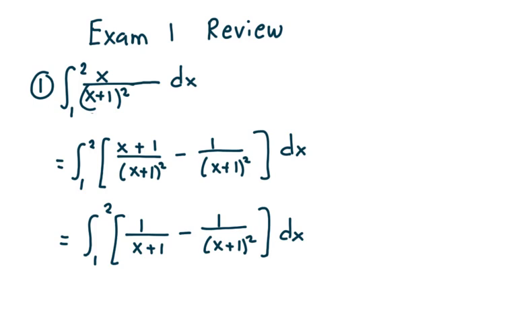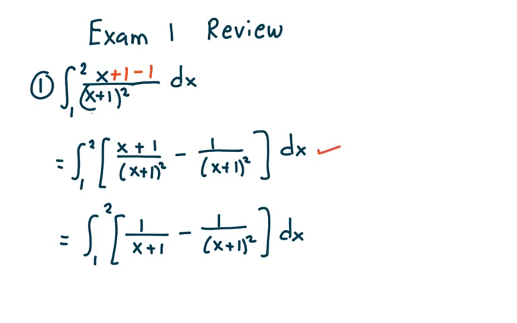To attack this problem, I'm going to add 1 and subtract 1 in the numerator. When you add 1 and subtract 1 in the numerator, that's like adding 0, and I don't change anything about the integrand. And from here, I want to split up that integrand. And so I get the following.